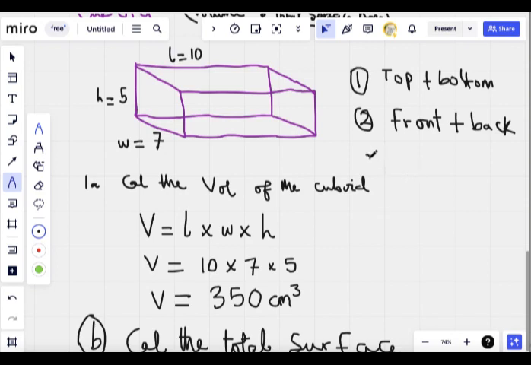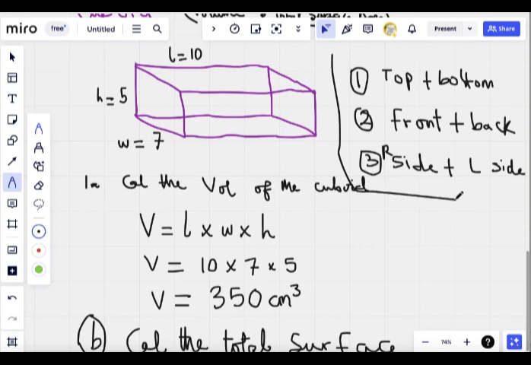And then we have 2 sides: a side plus a side of your refrigerator, the right side and the left side. Once you do one side, you multiply the answer by 2. Then we add everything together in order to get the total surface area of the cuboid. So now let's begin to generate.